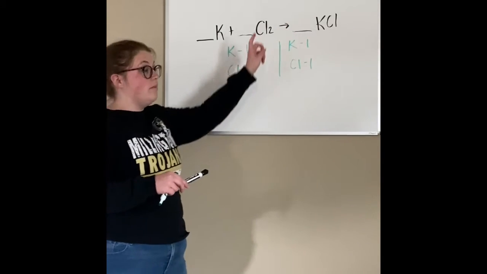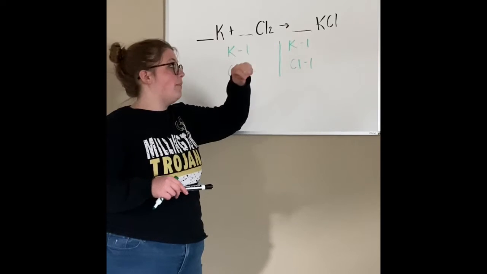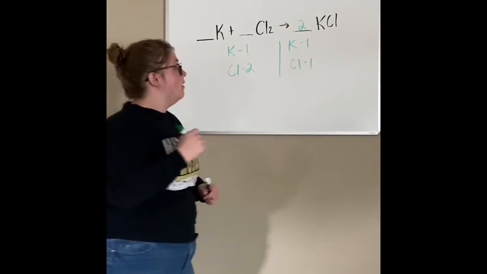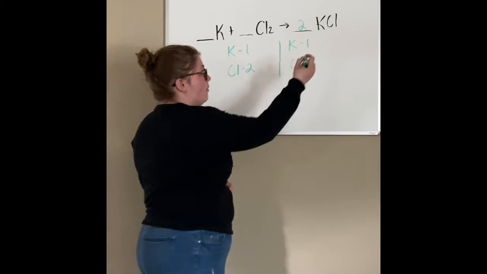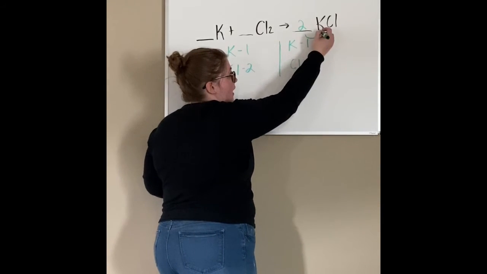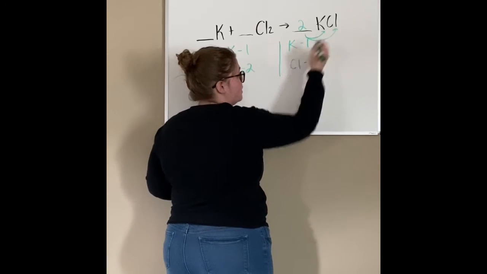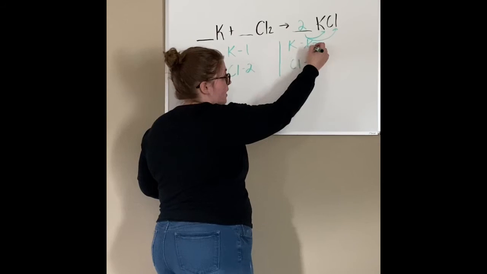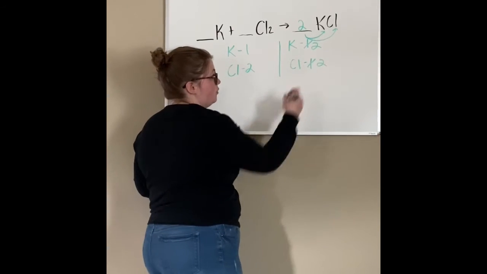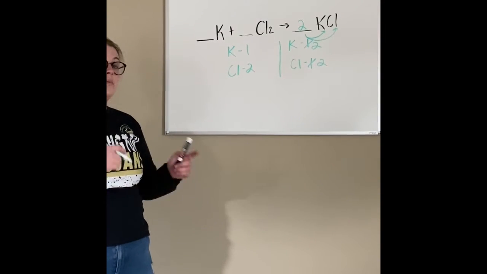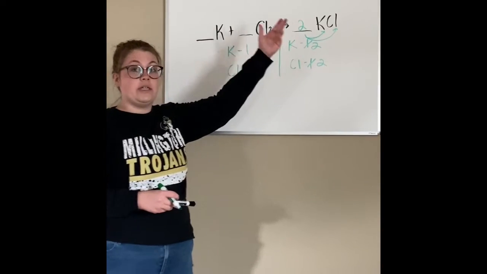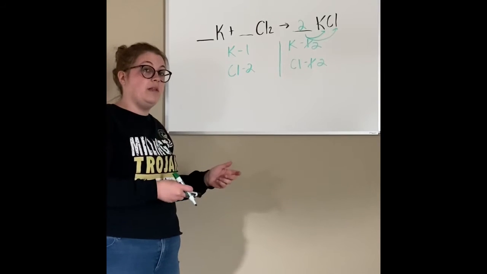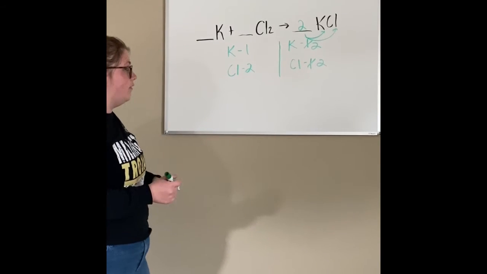Remember, coefficients get multiplied. It's like the distributive property. So if I put a 2 right here, that 2, remember, it's going to get multiplied to both the K and the CL. So what happens now is we actually now have 2 Ks and we have 2 CLs. So now once we've put a coefficient, we have to check to make sure it's balanced, or sometimes it ends up unbalancing another element, and that's okay. We just go and add a coefficient there.